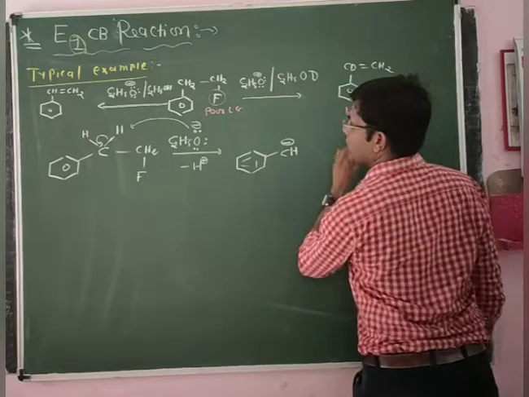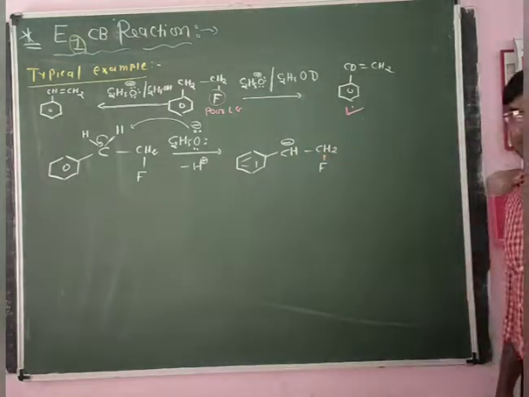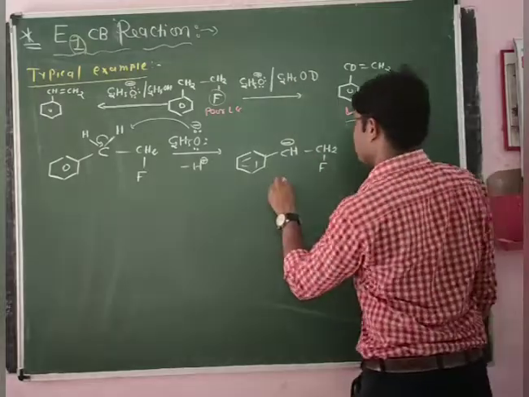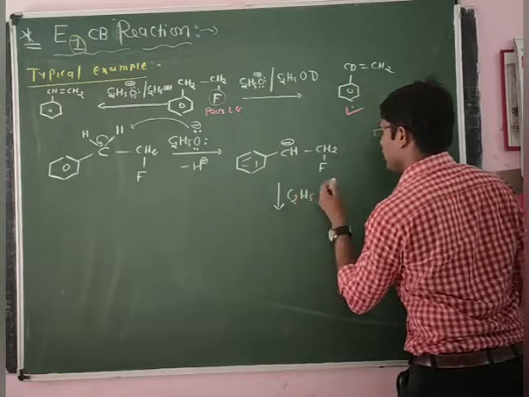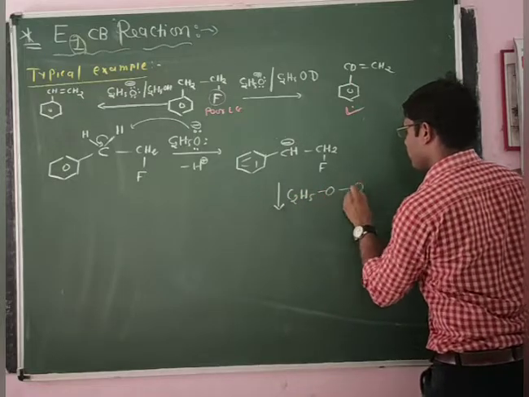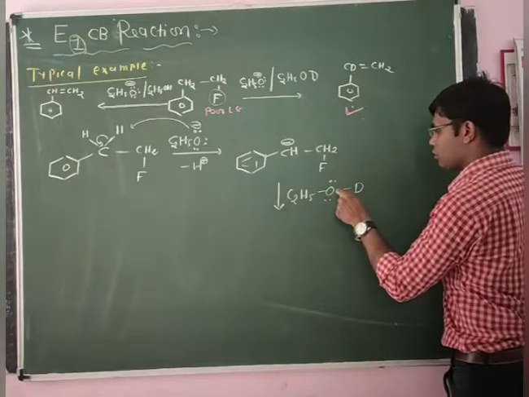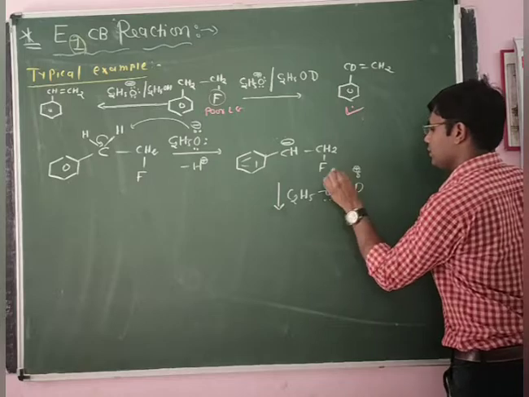C8 minus CH2. Now we have a deuterated ethanol. Now there is the role of this deuterated ethanol. In this deuterated ethanol, the OD bond is a very polar bond. Oxygen is partially negatively charged and deuterium is partially positively charged.